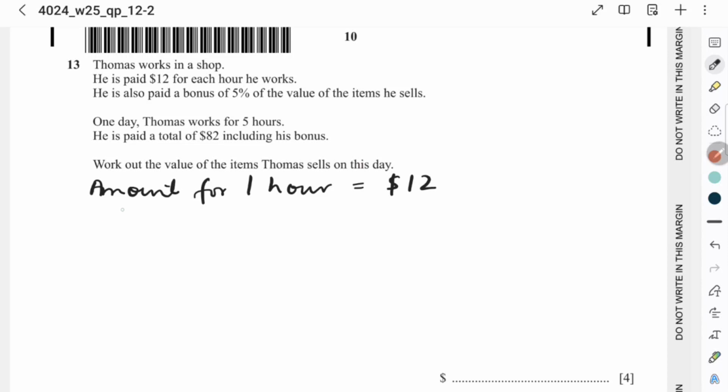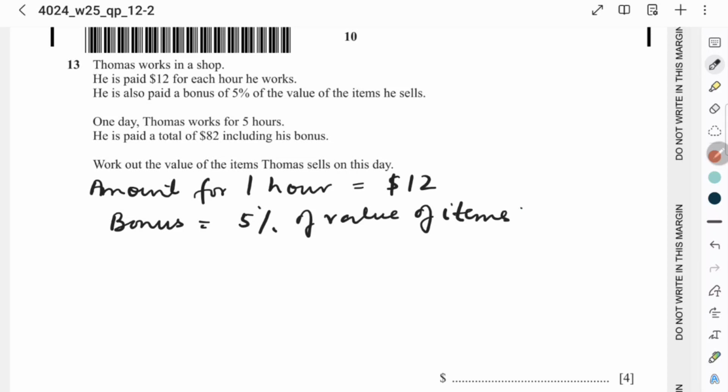So he's going to get the bonus, 5% of the value of items. Whatever the amount of the items is, he'll get 5% of that extra. But whether he's selling or not, he'll be getting $12 for 1 hour. So 5% of the value of items.